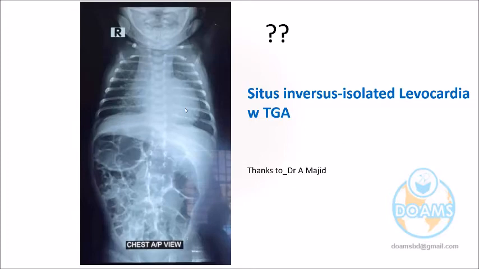Heart shadow is here, not clearly, but you see coils are there, liver is on the left side. If any opening is there, if hernia, there may be bowel sound in the chest, some coils went up. But the exact thing here is isolated levocardia. Situs inversus is there, but levocardia is there. Dextrocardia is not there, with transposition of great arteries.